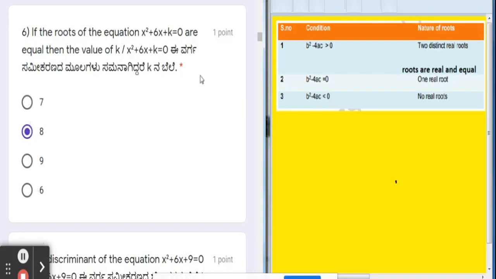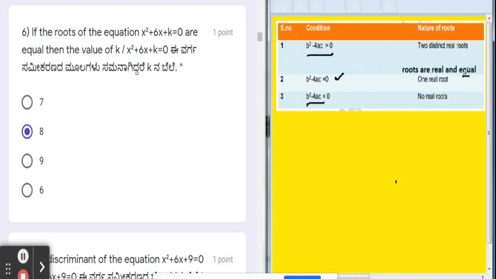We will see it. Before explaining the problem, if you see the right side of the screen, here we have some conditions. If b square minus 4ac is greater than 0, then roots are real and distinct or different. If b square minus 4ac is exactly equal to 0, then the roots are real and equal. If b square minus 4ac is less than 0, there are no real roots. Here b square minus 4ac is nothing but the discriminant. In this question, the condition is that the roots are real and equal.